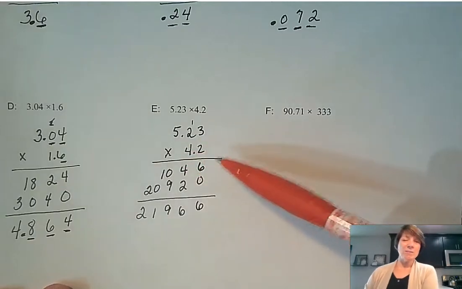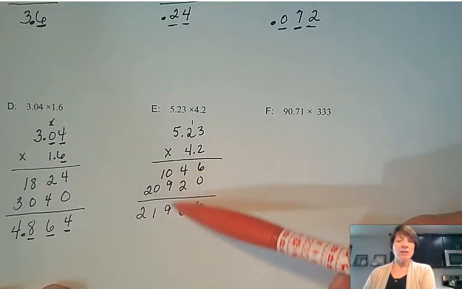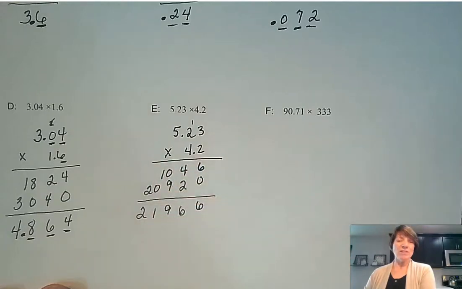All right, now I add my columns up. 6 plus 0 is 6. 4 plus 2 is 6. 0 and 9 is 9. 1 and 0 and 1 is 1. And 2 plus nothing is 2.